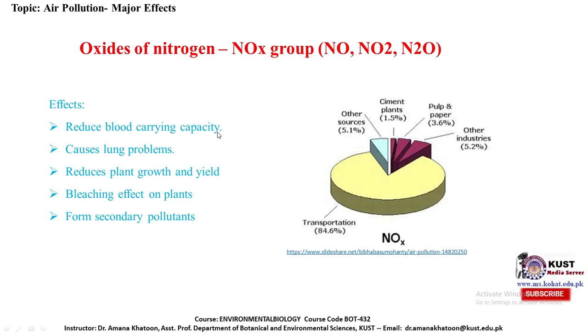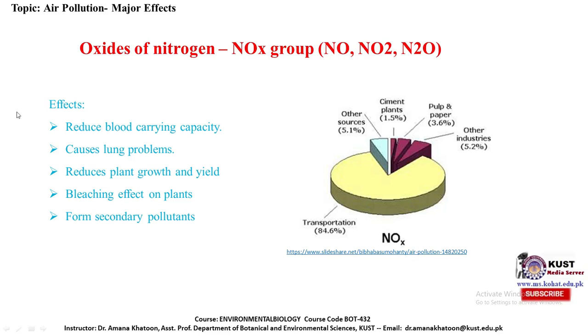As far as the effects of nitrogen oxides on human health are concerned, like carbon monoxide, they reduce the blood's oxygen carrying capacity, and they cause lung problems. Because when nitrogen oxide is combined with the blood, definitely the oxygen carrying capacity would be reduced. And as soon as the oxygen carrying capacity is reduced, we have many lung problems.